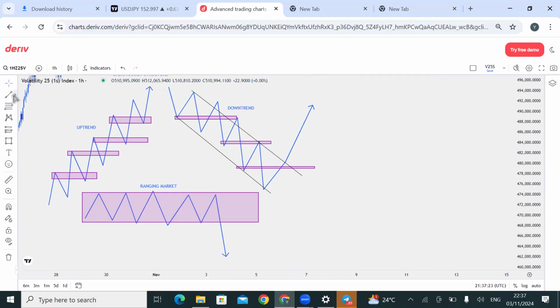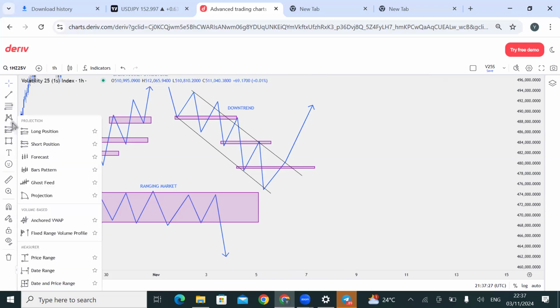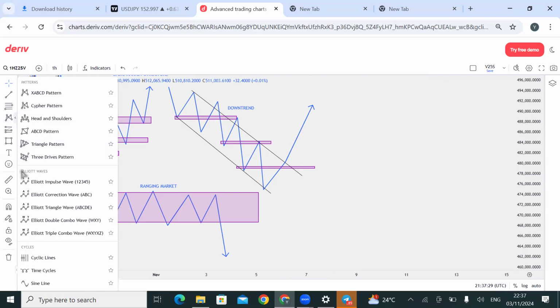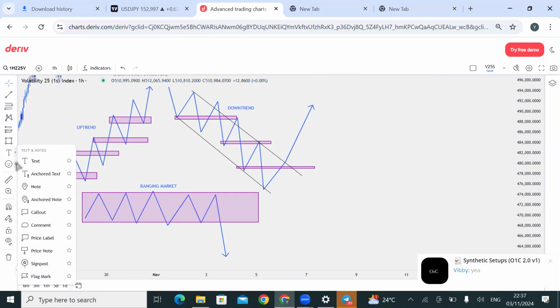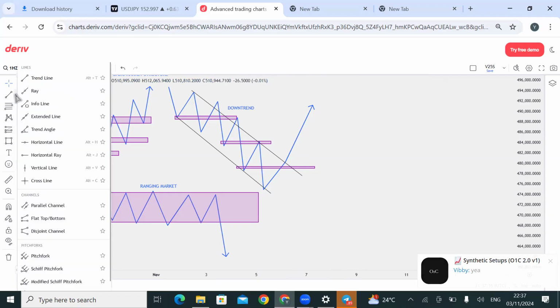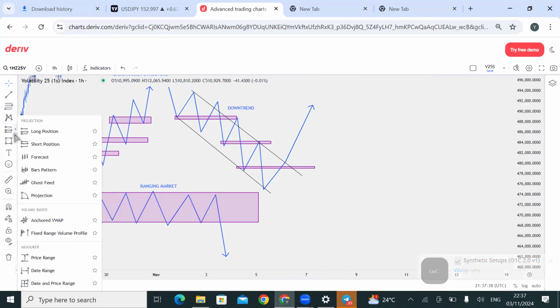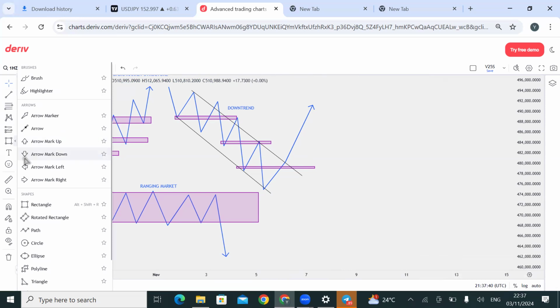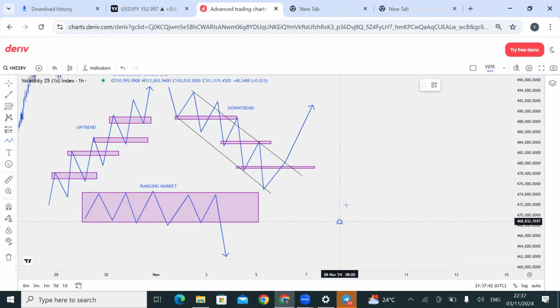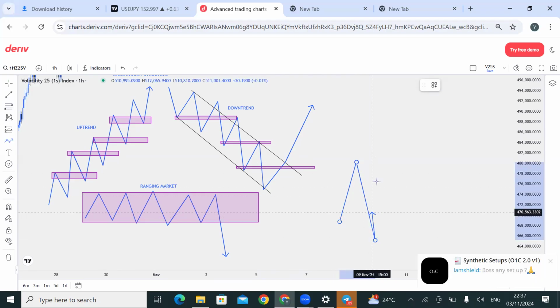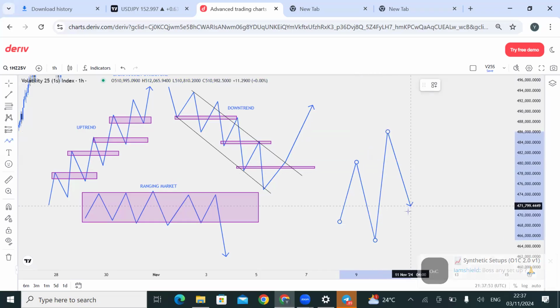So let me show you an example of liquidity here. Let's say we have something like this. Let me show you guys an example of liquidity. This is an example of liquidity. Let's say market is buying. Market comes back down, comes back up here. This is liquidity. This is liquidity.